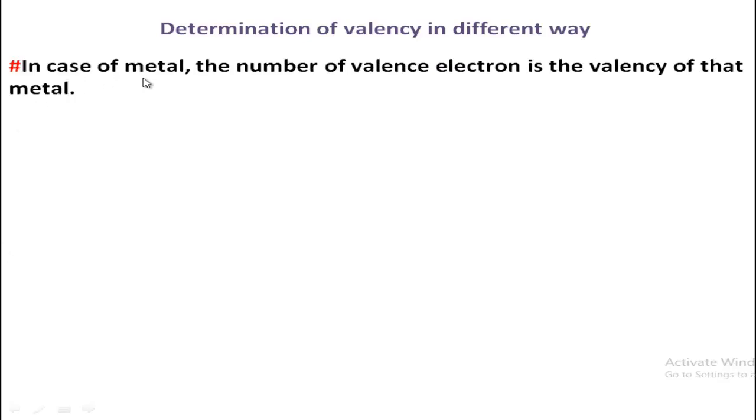Determination of valency in a different way. Here we will see how you can determine the valency of a metal or non-metal. At first, metal. In the case of metal, the number of valence electrons is the valency of that metal. We have already learned how to determine the valence electrons, so now we can easily determine the valency of a metal.